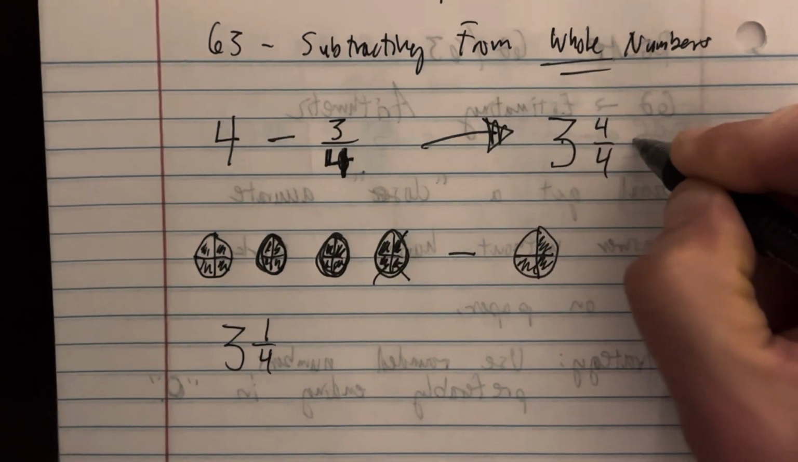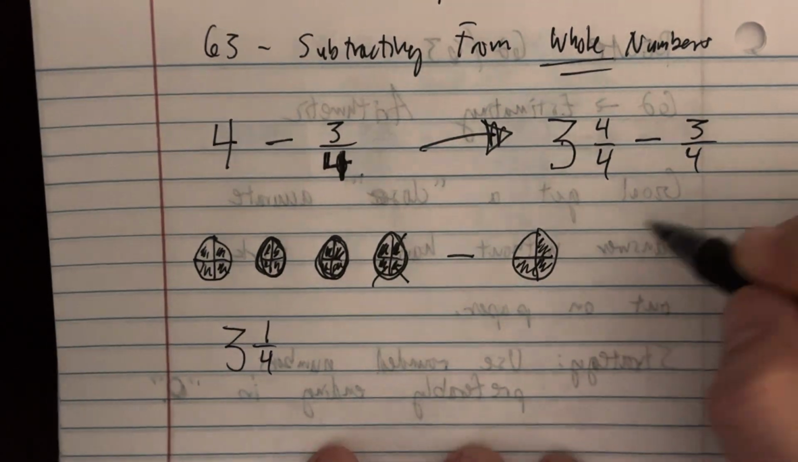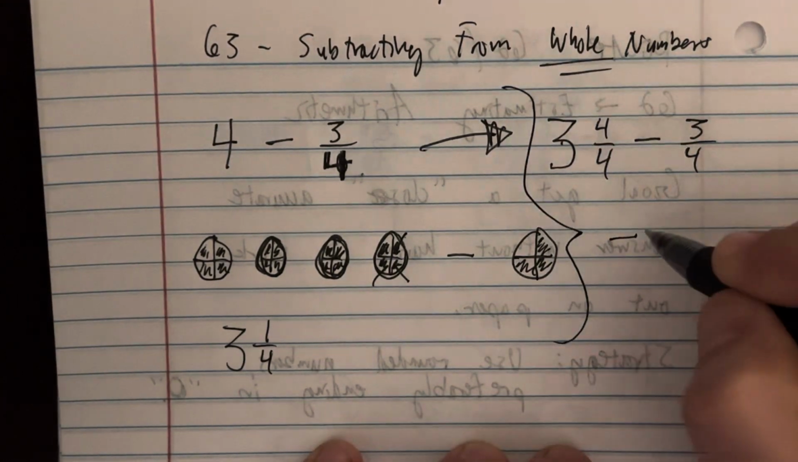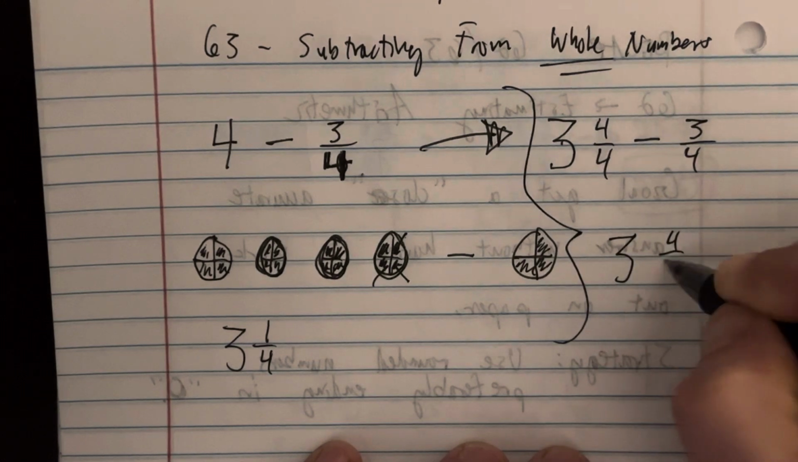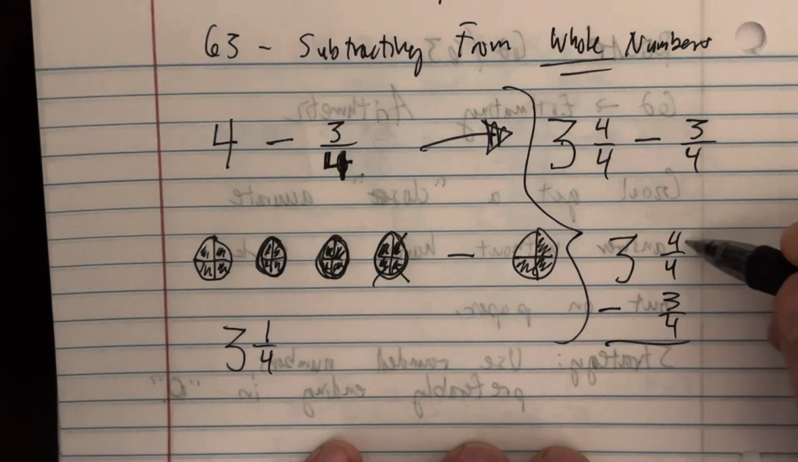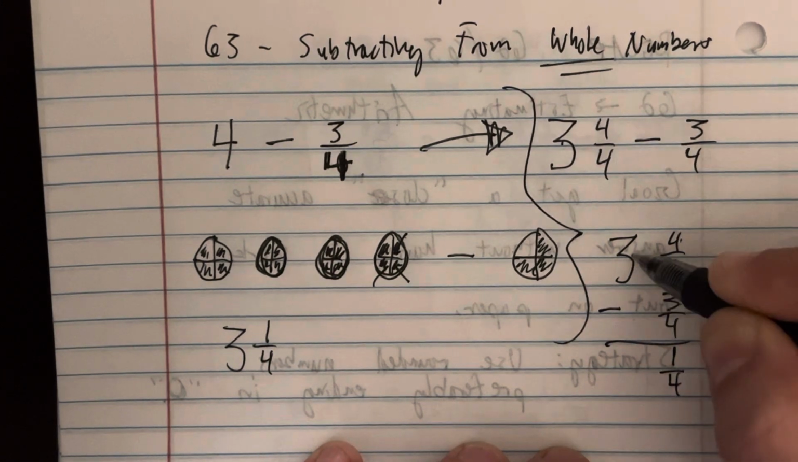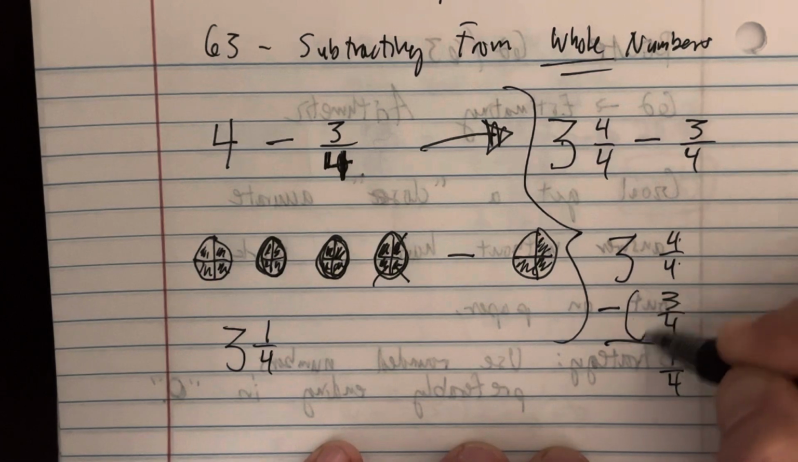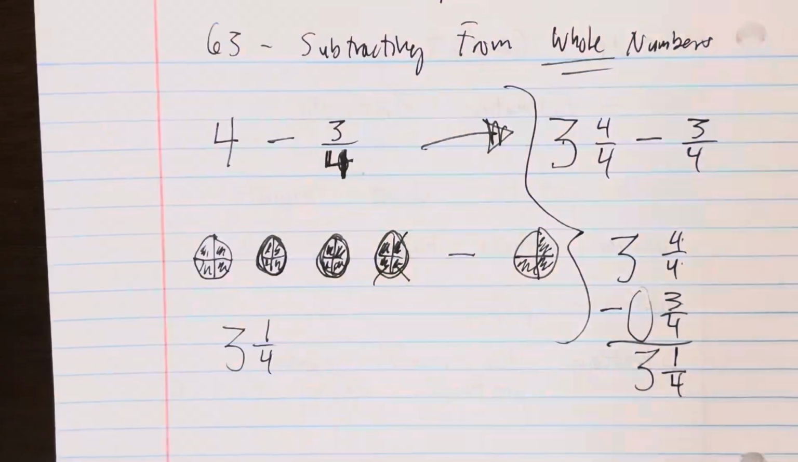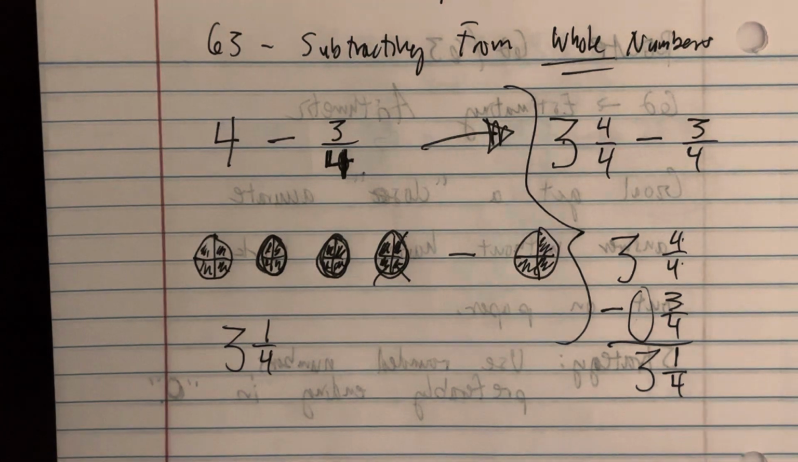Now, what does that allow us to do? Well, when we started adding and subtracting mixed numbers, we stacked them. So let's do that. 3 and 4/4 minus 3/4. Now, there's no whole number to subtract. You'll notice 4/4 minus 3/4. Let's take care of that. 4 minus 3 is 1. I have 1/4, and then 3 minus, what's really right here? Nothing. And nothing, we say, is 0 in math. So I have 3 minus 0, 3, and 1/4. So that's really all there is to subtracting fractions from whole numbers.